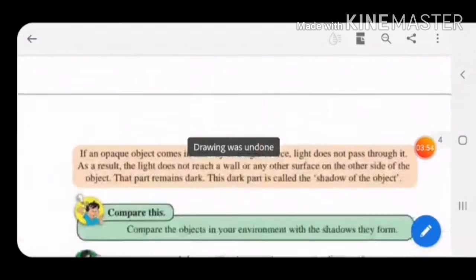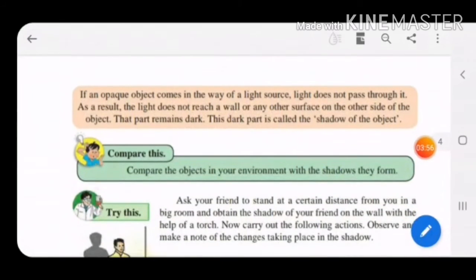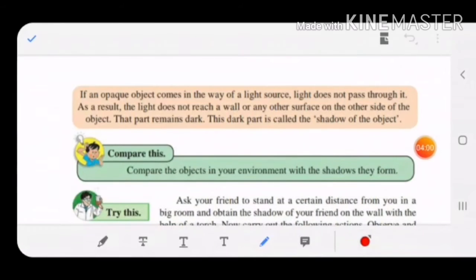Now see the definition of shadow. What is the shadow of an object? Children, if an opaque object comes between a light source, your light source was what? Torch. Okay, light source was what? Torch, and on this side the screen was your wall.